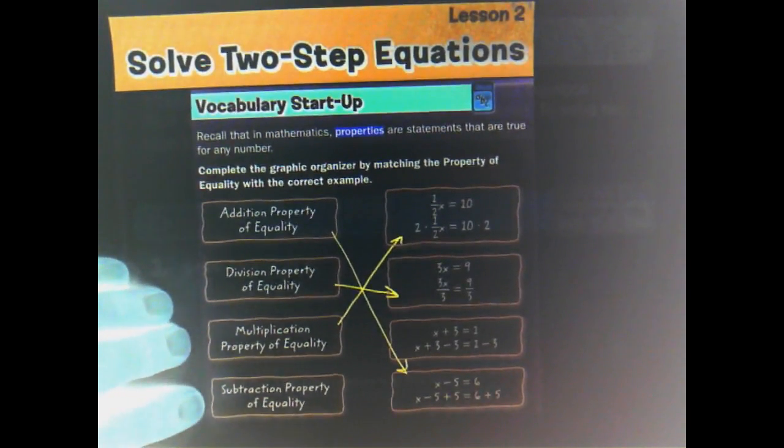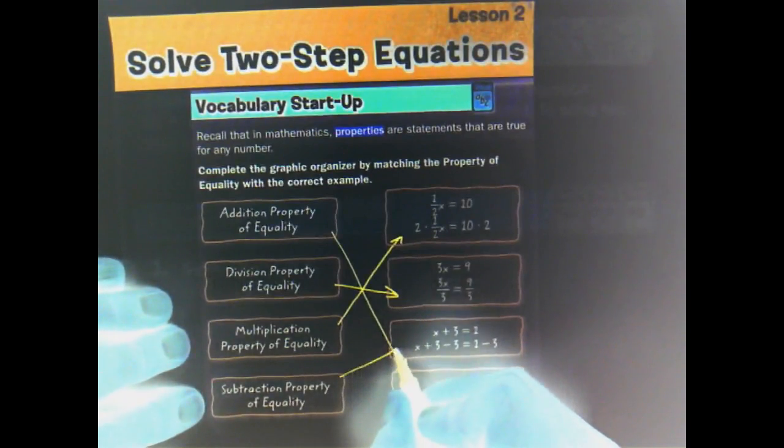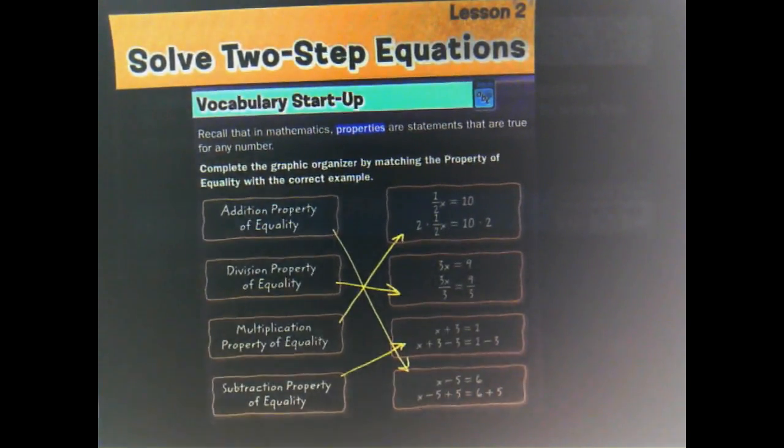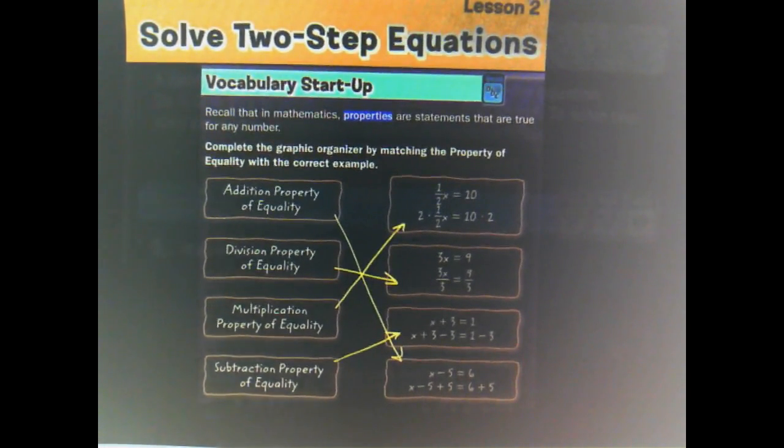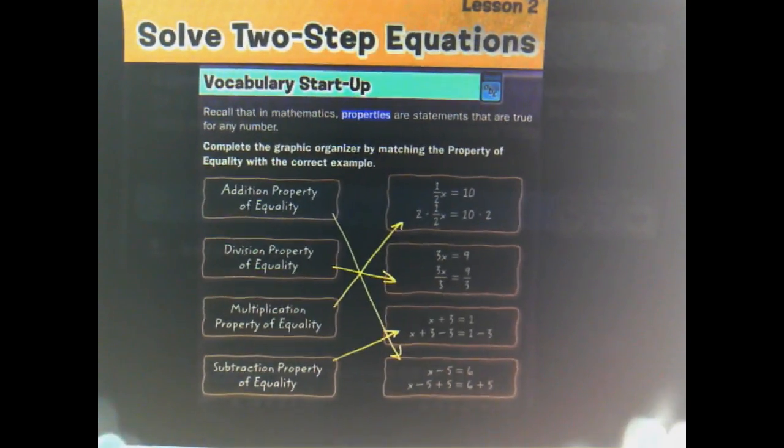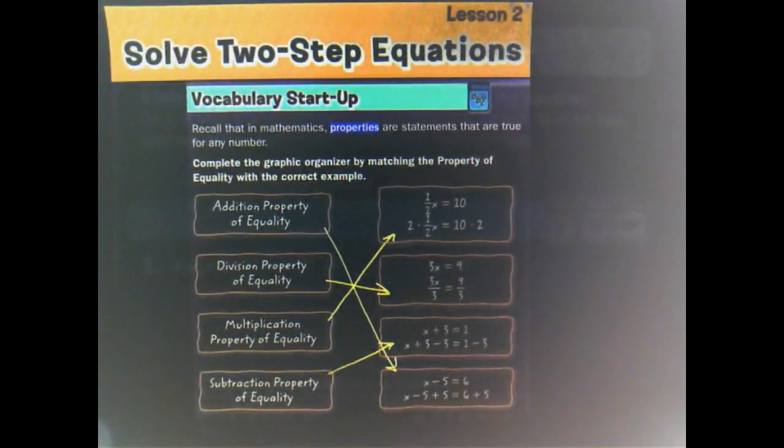And lastly, our subtraction property of equality says, you guessed it, you can subtract the same number from both sides of the equal sign, and your equation will still be equal. The main thing we have to remember is that when we're solving equations, whatever you do to one side, you must do to the other side. And when I say that, I'm talking about the equal sign. The equal sign is the divider in the middle of the equation, so whatever happens on the left side of the equal sign must happen on the right.